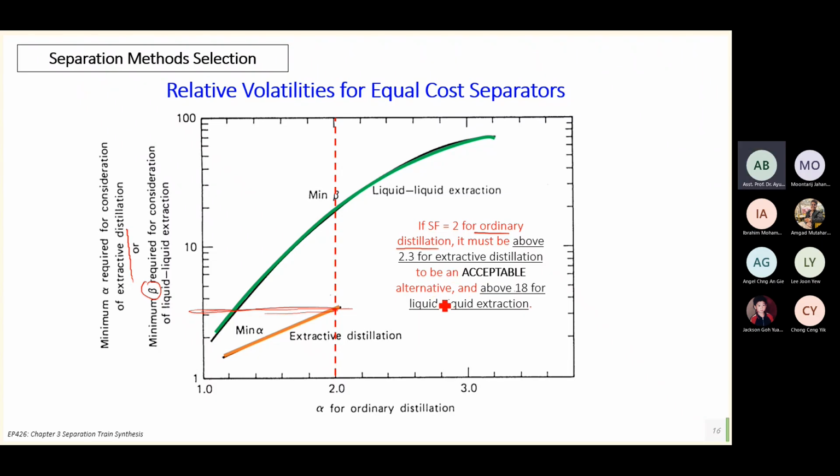To be an acceptable alternative. And above 18 for liquid extraction. Here, liquid extraction means when you have the beta, the inclusion of the MSA.